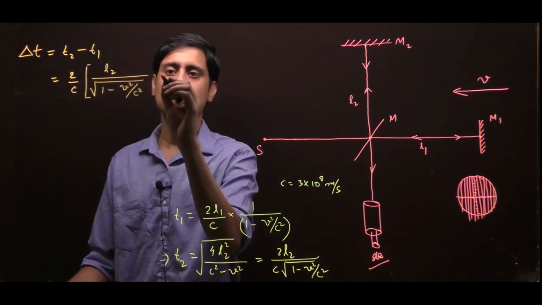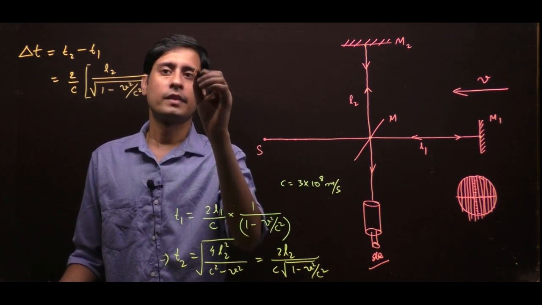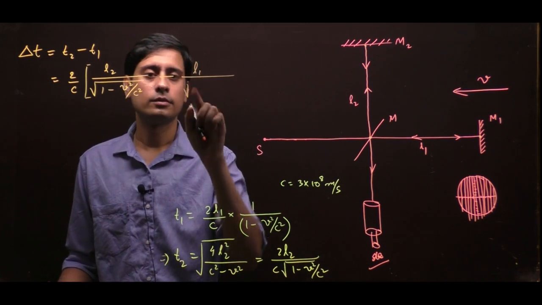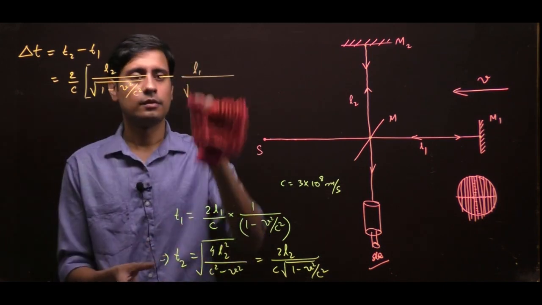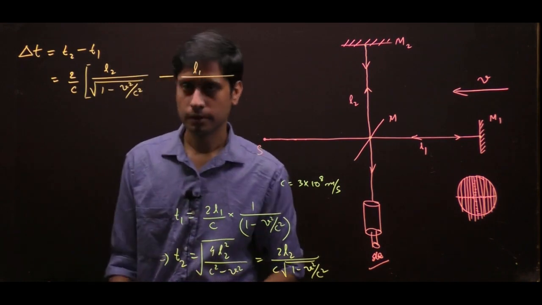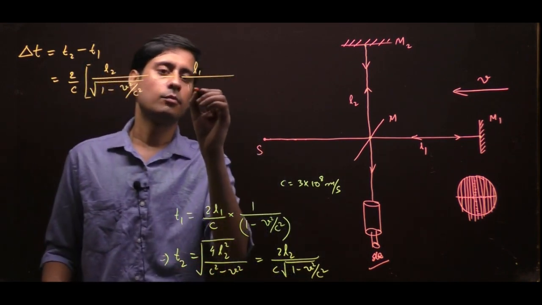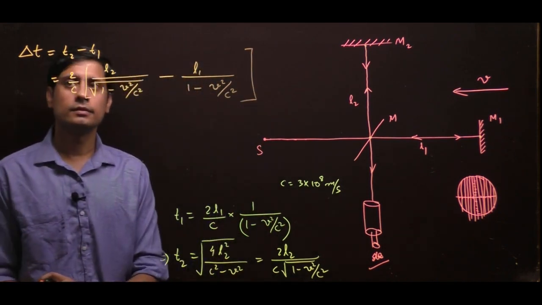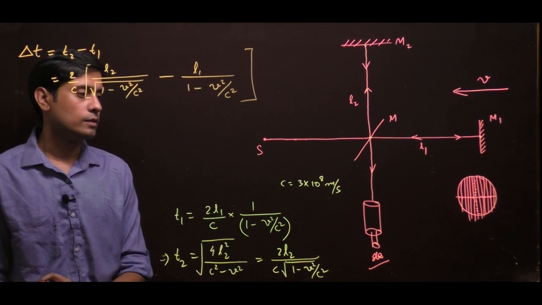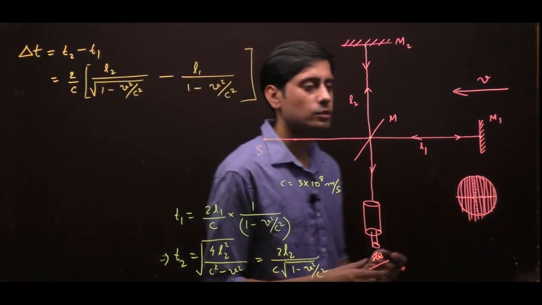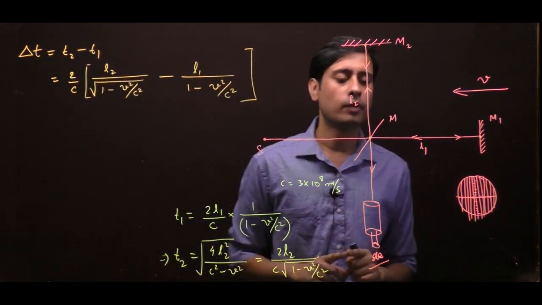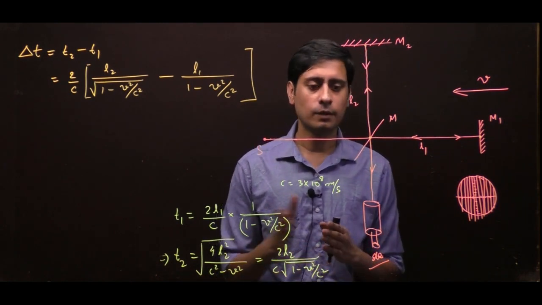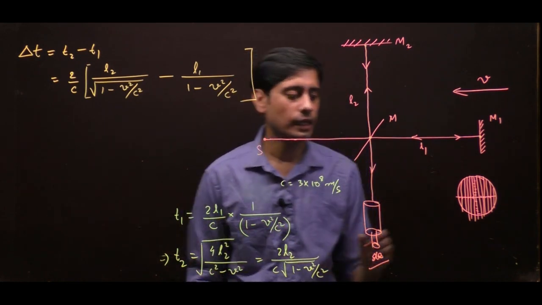And this second term is minus L1 upon, there is no square root, so just erase this, 1 minus V square upon C square. So this is the time interval, the time lag between the two beams reaching this point. And because of this time difference, there will be some change in the phase of the waves.